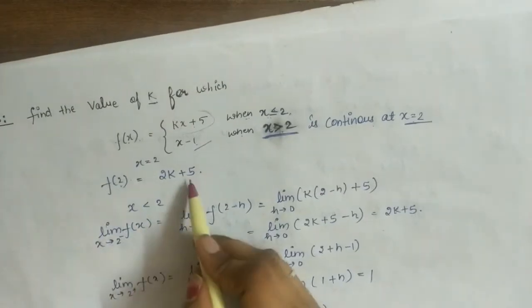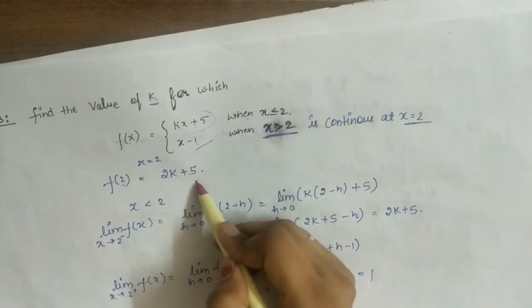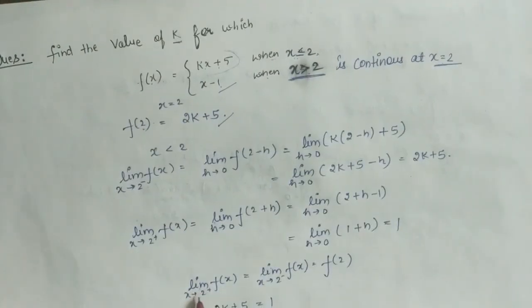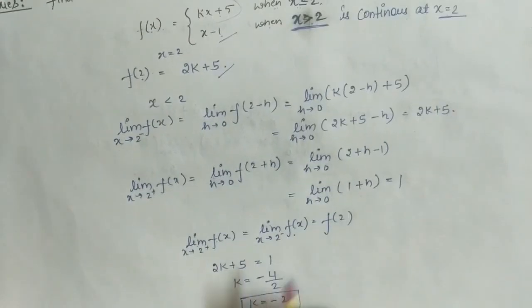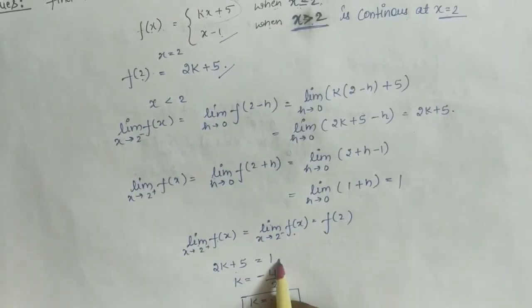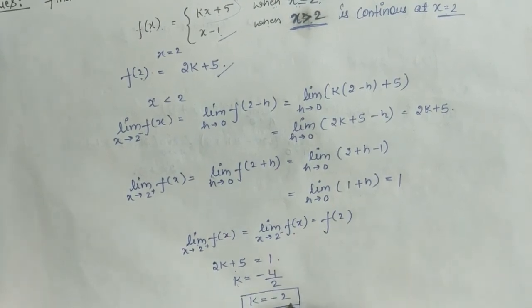f(2) = 2k plus 5 exists only when right hand limit and left hand limit both are equal. So 2k plus 5 = 1 and k = minus 2.